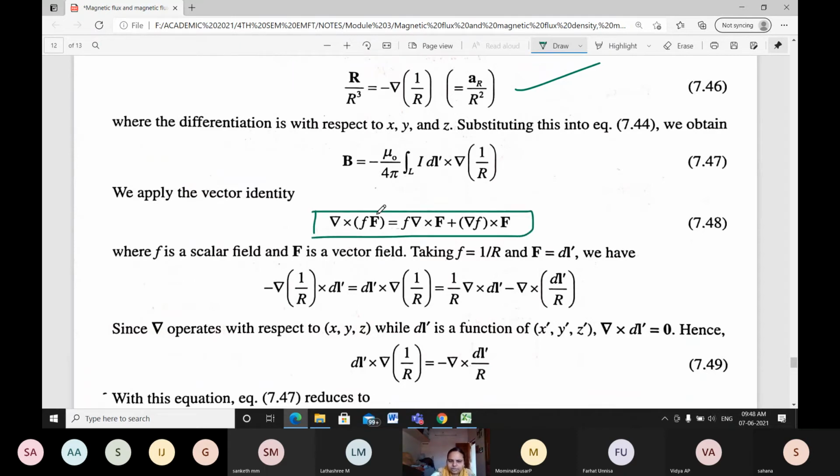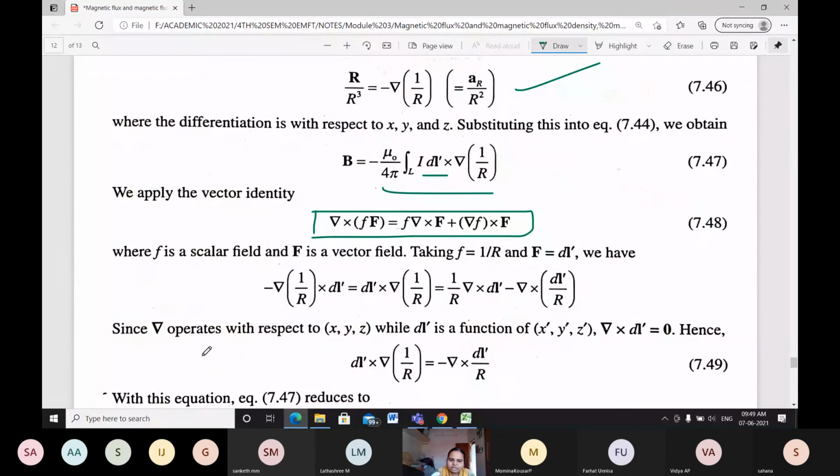Del cross f F, I can write as f del cross F plus del f cross F, where f is a scalar and capital F is a vector quantity. Here small f is 1 by r and capital F is dl dash. If I substitute here, I get minus del of 1 by r cross dl dash, that is dl dash cross del 1 by r, which is 1 by r del cross dl dash minus del cross dl dash divided by r only.